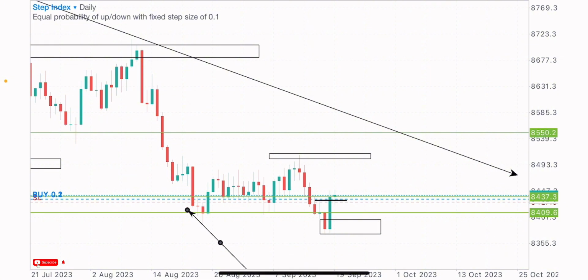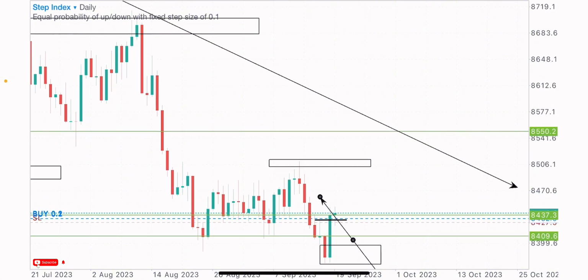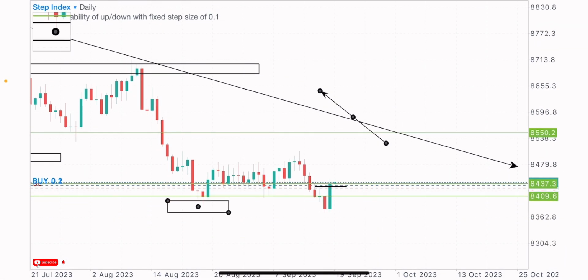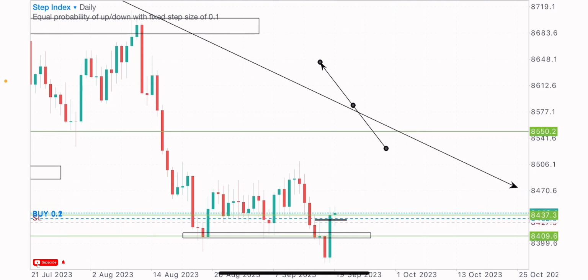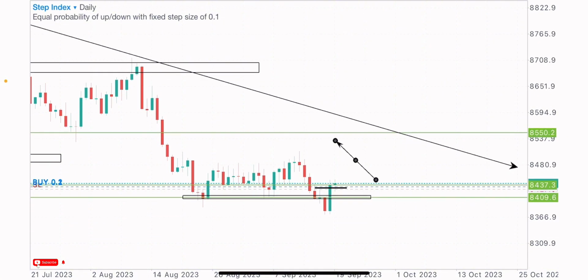I was expecting a reversal at this support level. Basically, there was a support level at the, let's clear this thing. So there was a support level at this point on step index. There was a support level here. So my expectation was for the market to buy on the test of this support level.